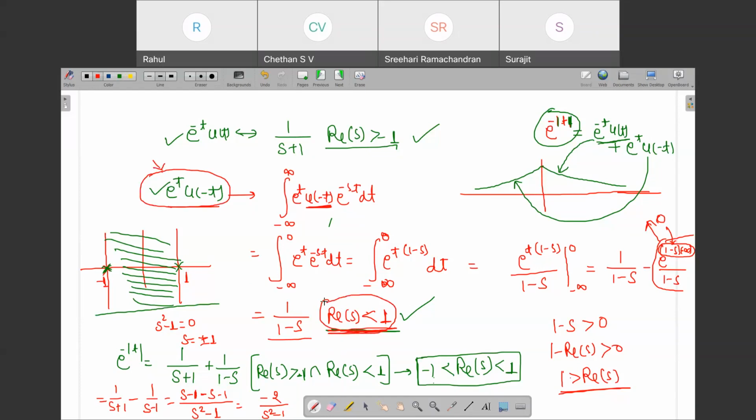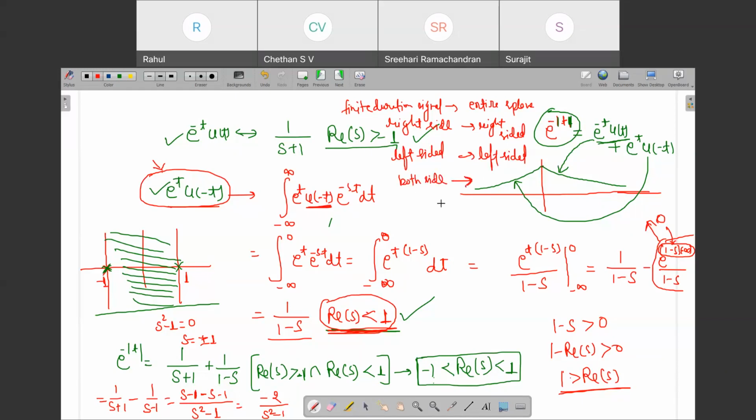So for a finite duration signal, the ROC will be the entire s plane. For a right-sided signal, the ROC will be right-sided, and for a left-sided signal, the ROC will also be left-sided. And for a both-sided signal, which is this last example that we saw, the ROC will be a strip between two vertical lines.